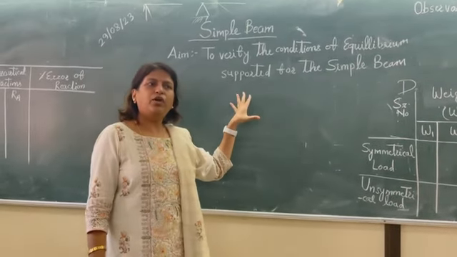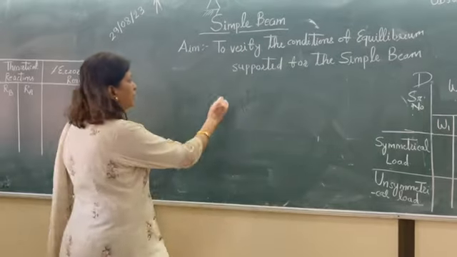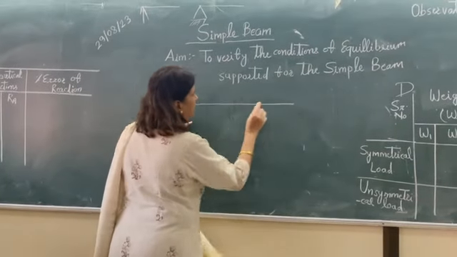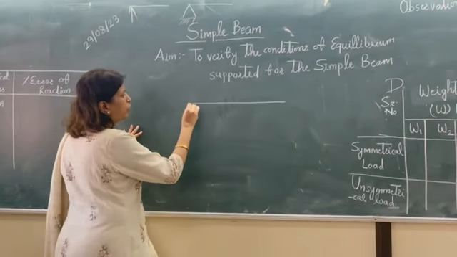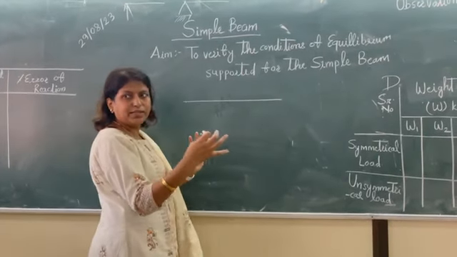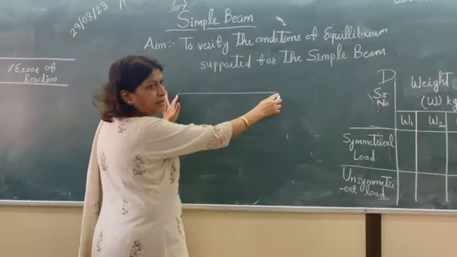Simple beam. We have already seen what a simply supported beam is. In class we have taken it. So if you take such a beam, we have an experimental setup there. For this experimental setup, we will first measure the length of the beam.